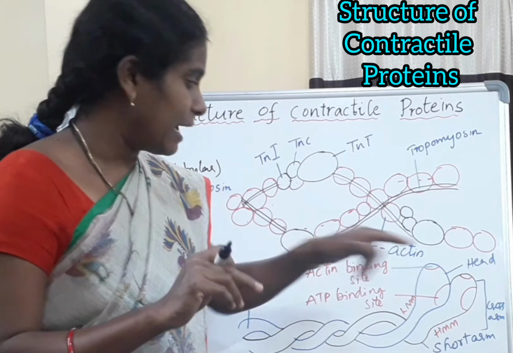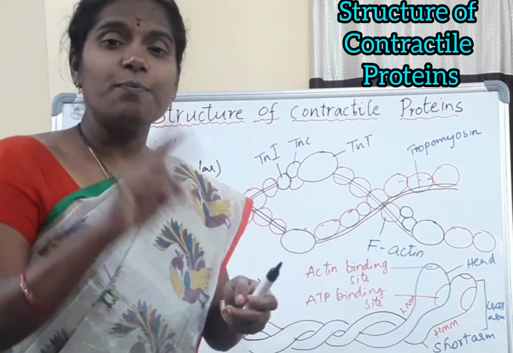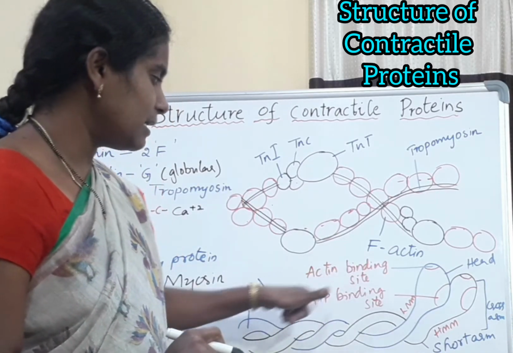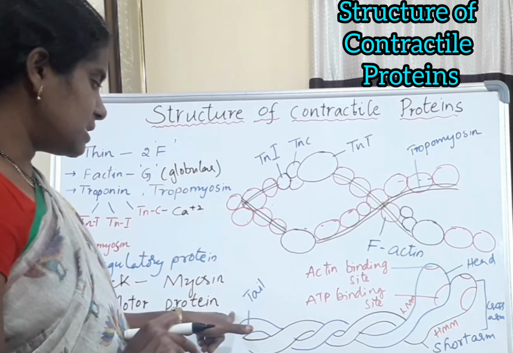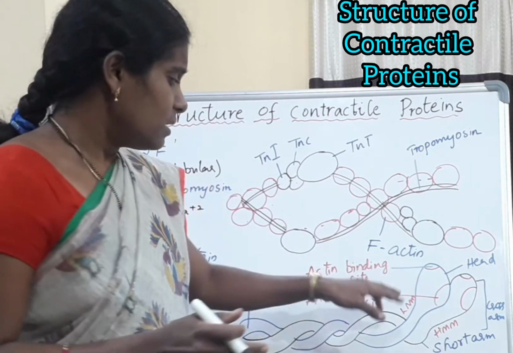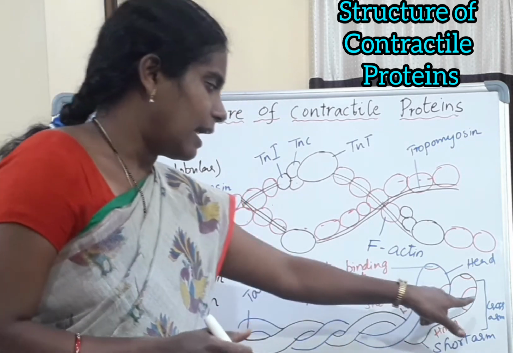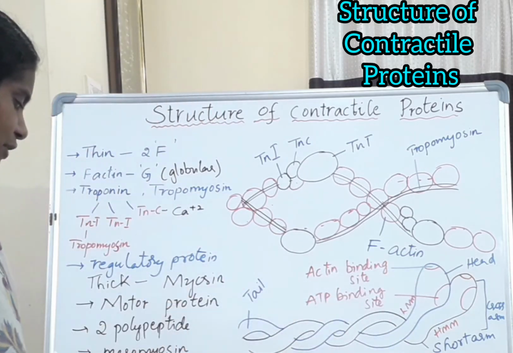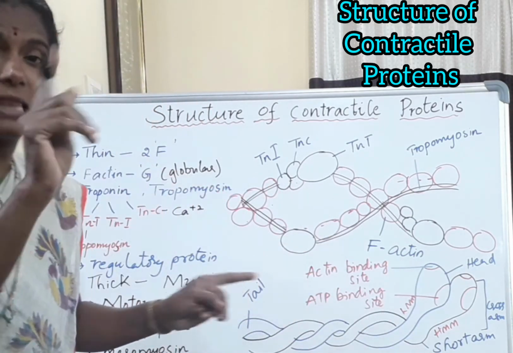It has two components, one is the head and the other one is the tail. The head consists of two binding sites, one is the actin binding site and the other one is the ATP binding site. Next, the tail has heavy meromyosin and light meromyosin. Finally this is the structure of meromyosin. Many meromyosins constitute one thick filament.